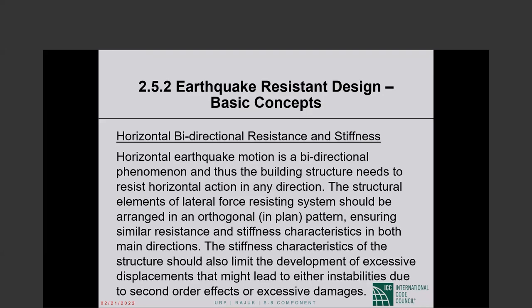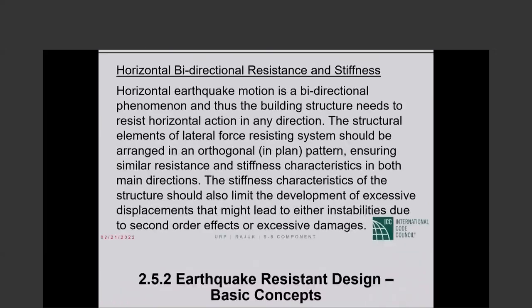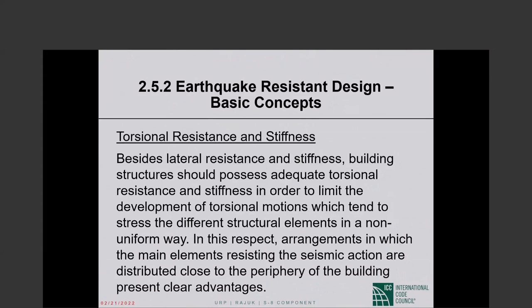The structural elements of the lateral force resisting system should be arranged in an orthogonal pattern, ensuring similar resistance and stiffness characteristics in both main directions. That is not always up to the engineer. The architecture of the building will dictate much of this. The stiffness characteristics of the structure should also limit the development of excessive displacements that might lead to either instabilities due to second-order effects or excessive damage. Okay, so this is what BNBC says under horizontal bidirectional resistance and stiffness and orthogonal effects. Provisions of ASCE 7 I have discussed with you go far beyond this kind of stating principles kind of idea.